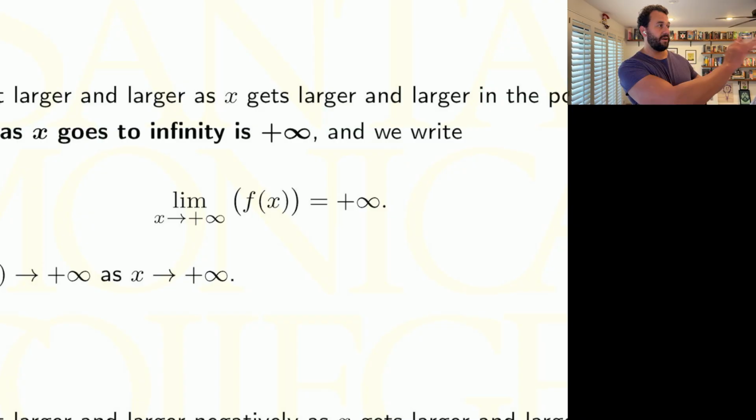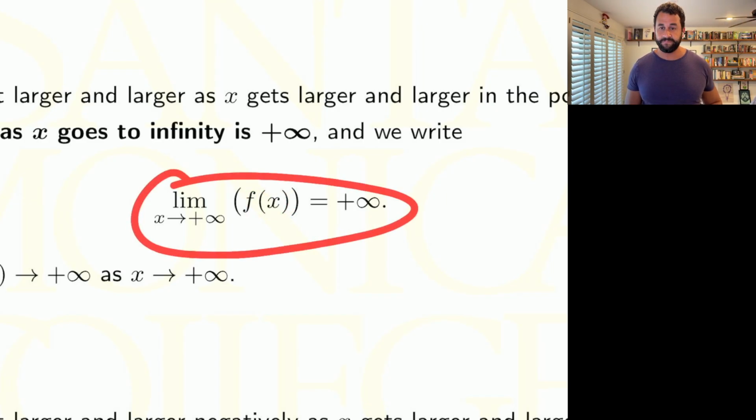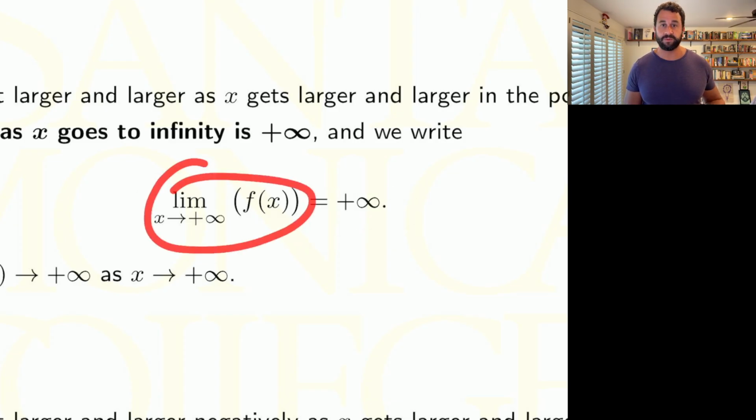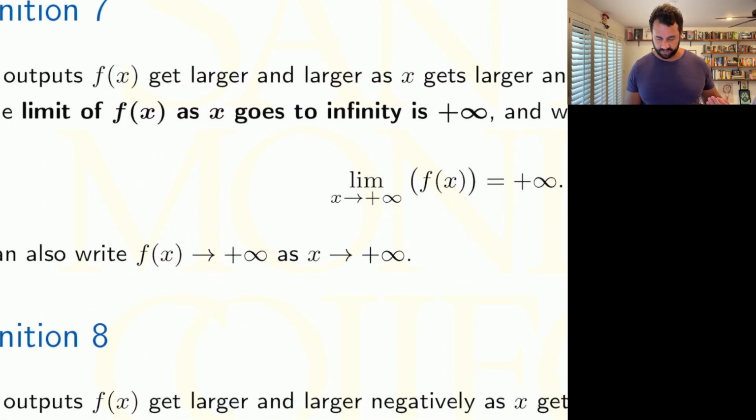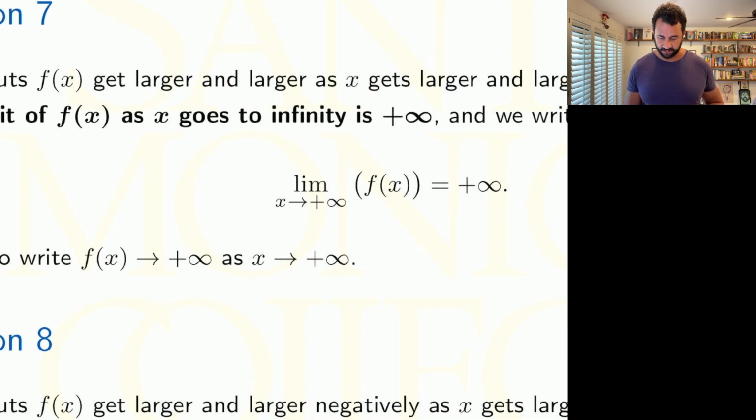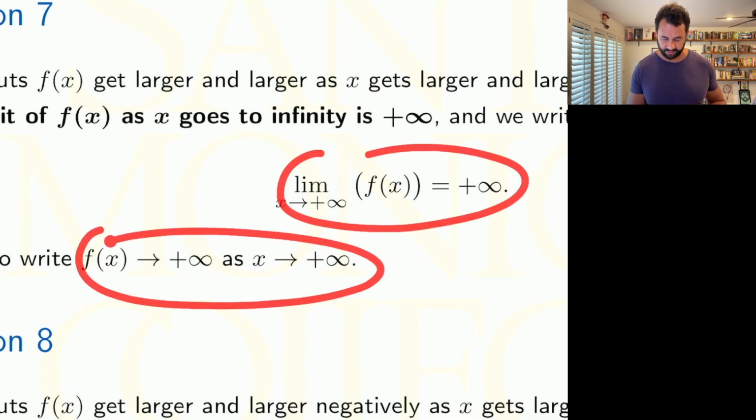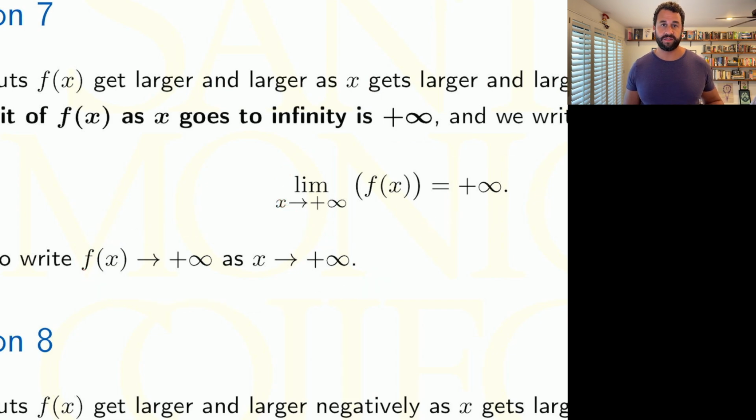As you keep going out farther and farther that way, the outputs of your function are going up, up, up forever. That's what this means. So we use this symbol to represent that behavior. We can also just write this. Sometimes we will write f of x goes to positive infinity as x goes to positive infinity. These are equivalent. That's what it means, and that's really what the limit operator tells you.